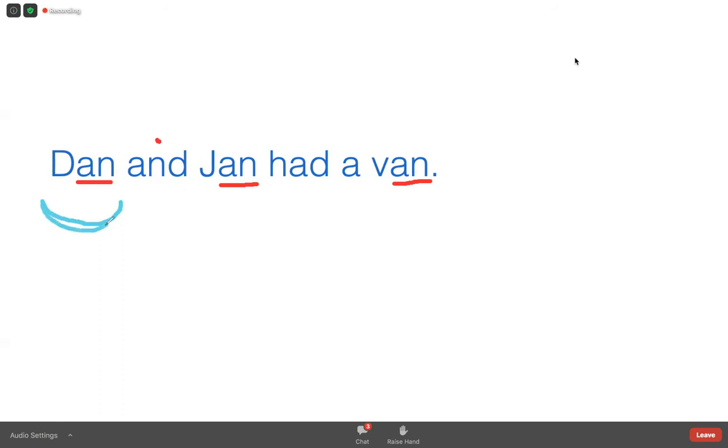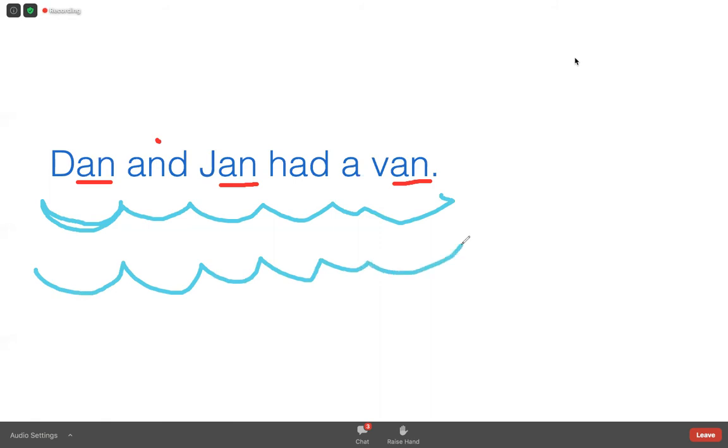So, Dan and Jan had a van. And I read that kind of slow. Sometimes when I have friends saying thumbs up, my writing gets a little slower on my whiteboard. We're going to try it one more time. Dan and Jan had a van. Okay, and that's a good pace to read that with. It looks like some waves, doesn't it? That sentence looks like it's making waves.